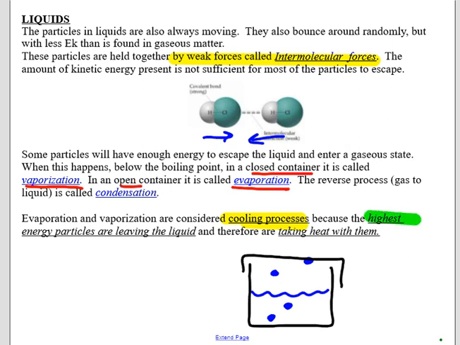We call them cooling processes because the highest energy particles are the ones that leave the system and take the heat with them. Each particle, as it started to vibrate, was acquiring heat energy. So as the particles vibrate more and more and acquire more and more heat energy, at the point where they'd be vibrating enough to actually raise the temperature on the thermometer, they actually have enough energy to escape the intermolecular forces and take the heat with them.